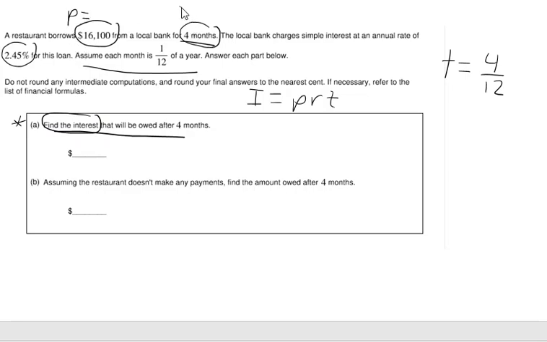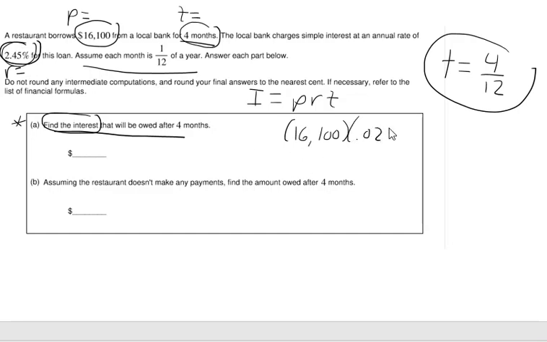4 months, that is our time in years. And remember, we write it as 4 out of 12 because it's the time in years, and there's 4 months out of 12 months. And then our rate is 2.45%. Okay, so 16,100 times our rate, which is 2.45%, which we're going to change to 0.0245. And then we multiply that by our time, which is 4 months out of 12.